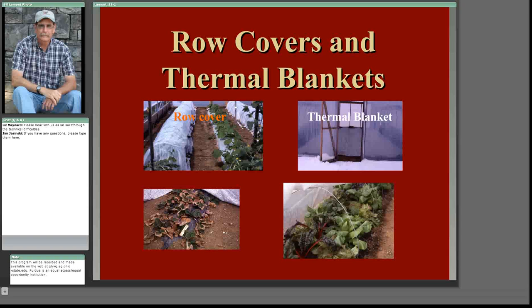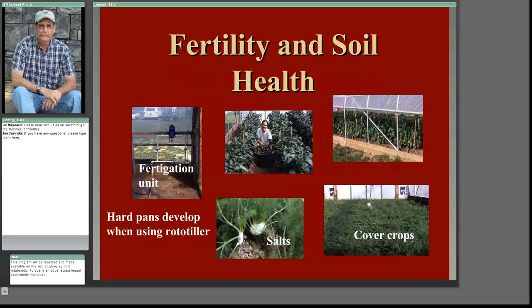So we use row covers a lot for our greens in the winter, and also our strawberries, as you can see there. We actually had to put a thermal blanket on because they wanted to flower in January. So row covers and thermal blankets are part of the arsenal, the toolkit that you have in season extension within the tunnels and also outside.